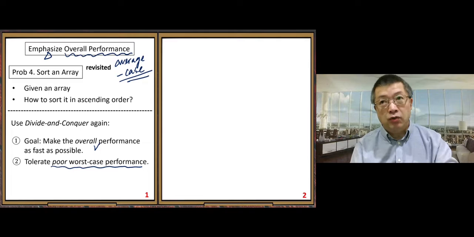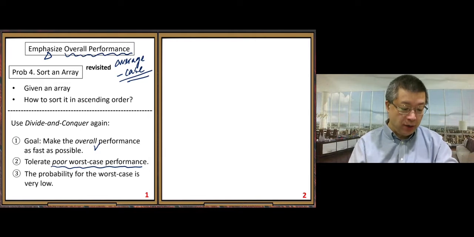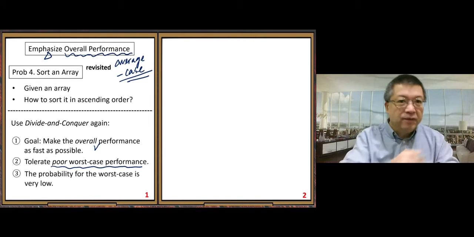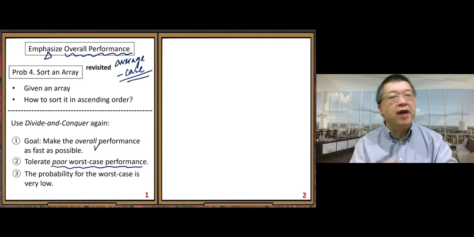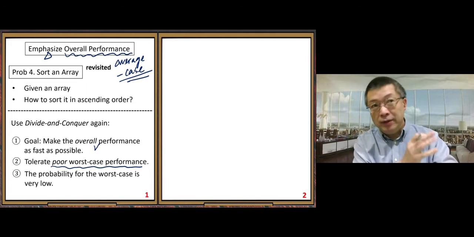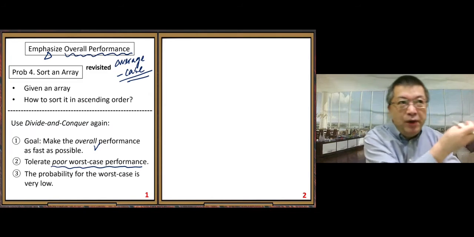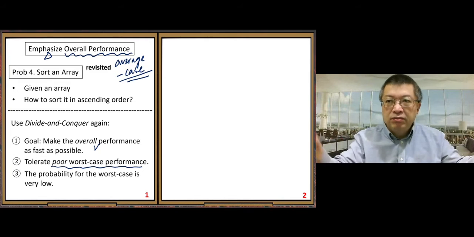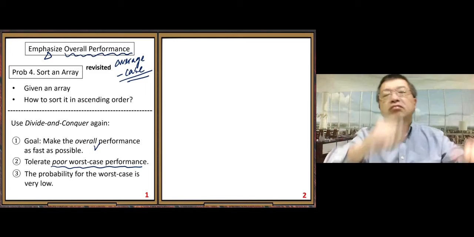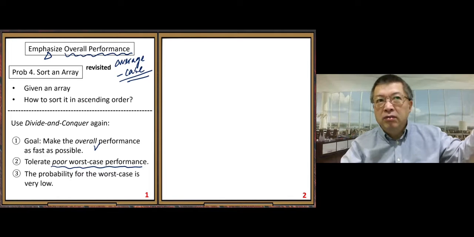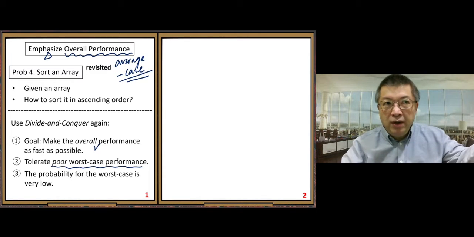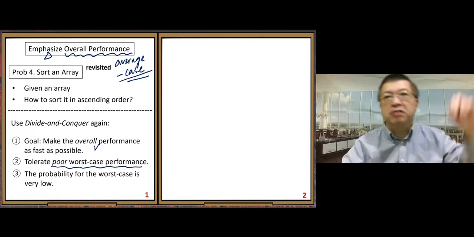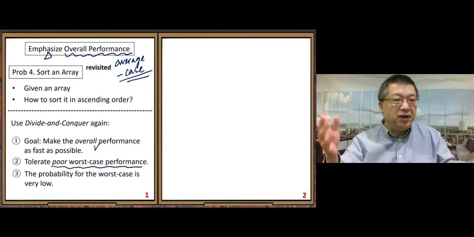So what kind of control? What do you mean, put that under control? The probability for the worst case is very low. It could happen, but the probability is very low. Then we take overall consideration, and we can overcome that very little special situation easily. So that's the idea.